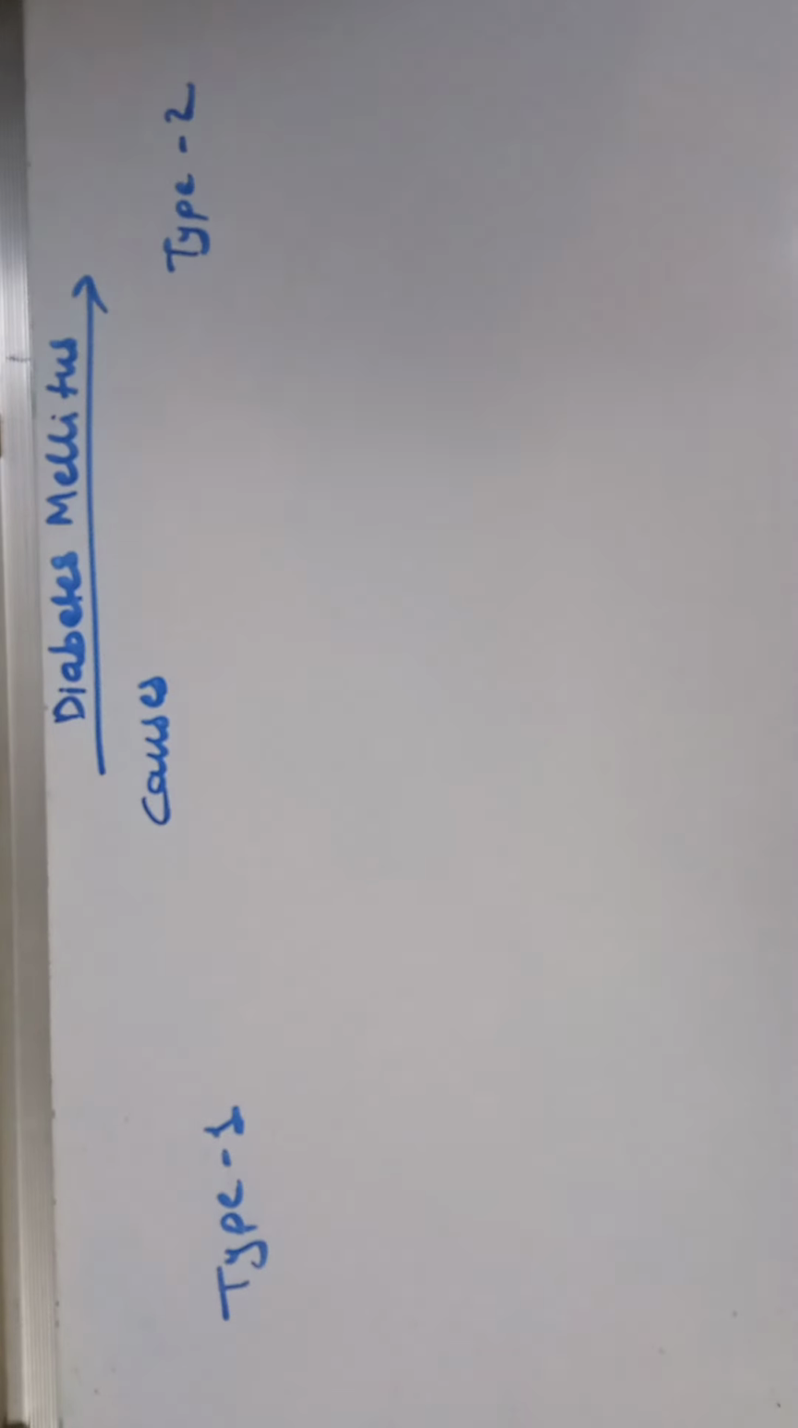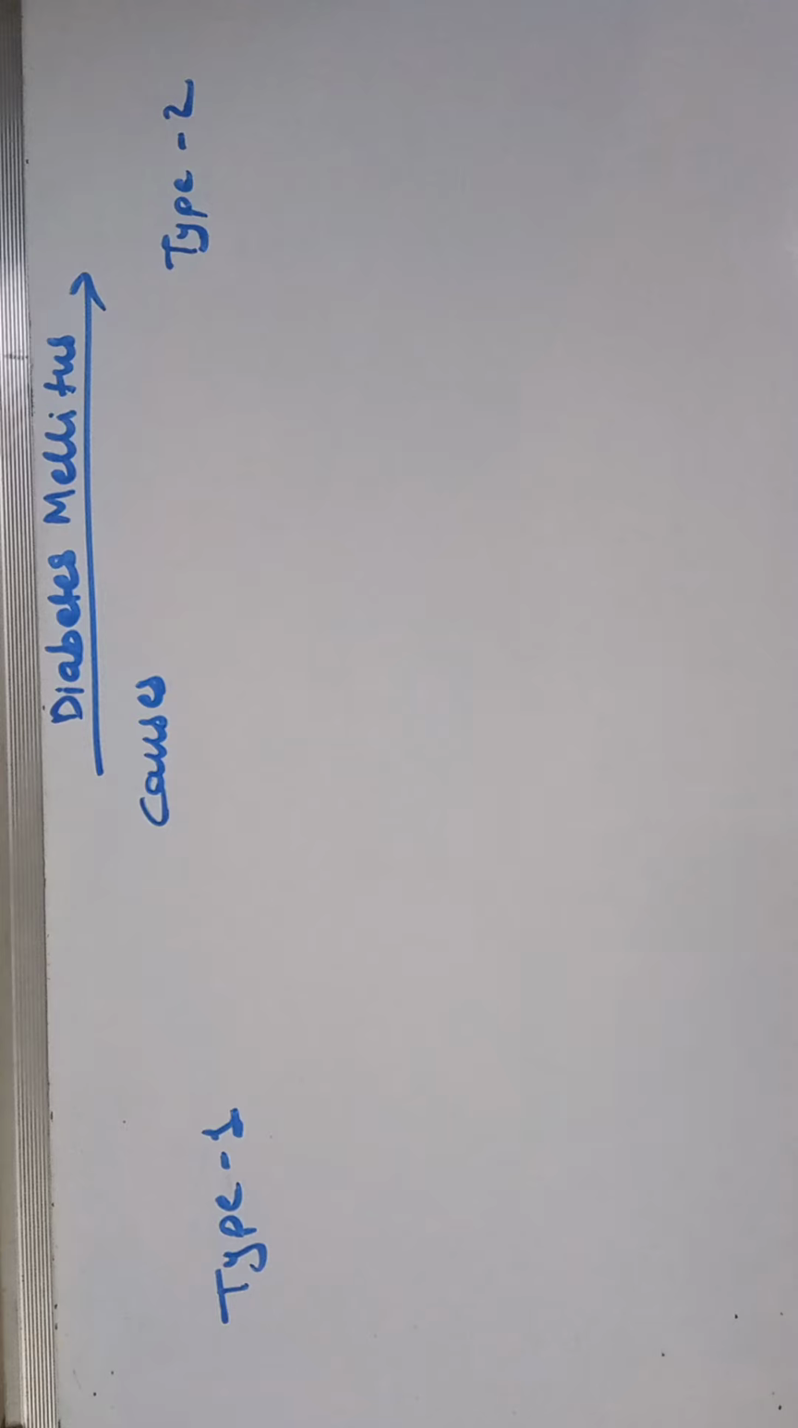In this video, I am going to explain what diabetes mellitus is. As we all know, insulin regulates glucose concentration in our blood. If there is a high glucose concentration in the blood, insulin lowers the glucose concentration. Before going into detail, we should first know the causes of diabetes mellitus.